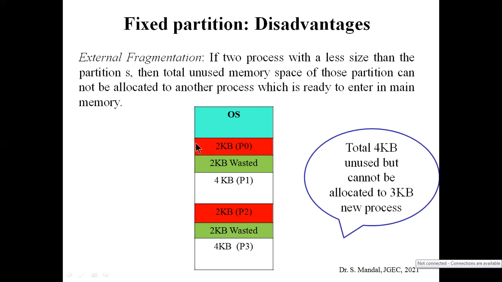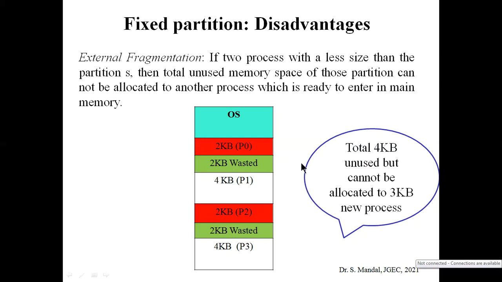Suppose in the first partition, P0 is already allocated, whose size is 2 kilobyte, and 2 kilobyte is unused. Consider the second partition is occupied by P1, and the size of P1 is the same as the partition, so there is no wastage of memory. In the third partition, another process whose size is 2 kilobyte is allocated, and again 2 kilobyte is wasted. The fourth partition is occupied by another process P3 of size 6 kilobyte. So for the first and third partitions, 2 kilobyte plus 2 kilobyte, a total of 4 kilobytes of memory space remains unused.